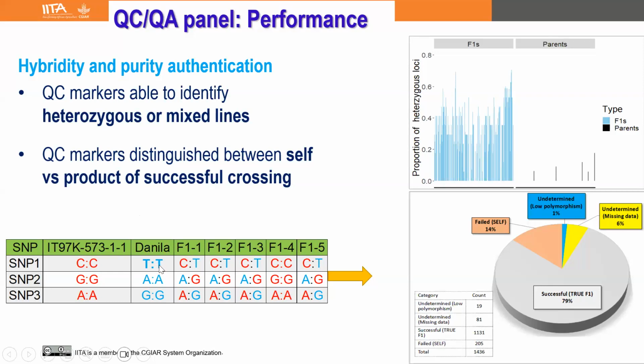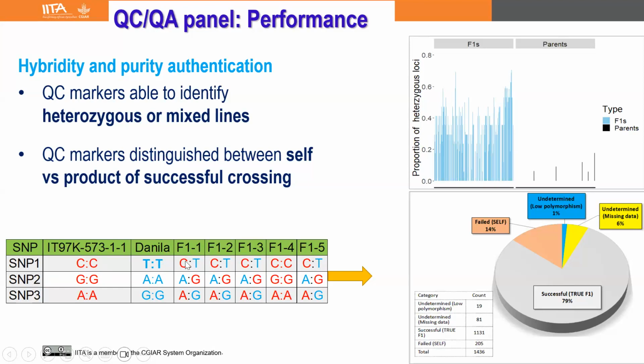And we also checked, out of those 1,000 F1s, we ran the QC markers on them, and we wanted to see how well it could identify true hybrids versus the self-progenies. You can see that for each of the crosses, we had to scan through and just check if the marker is differentiating between the two parents. In the example here, you have this parent crossed to a local landrace, and these are the SNP calls. And then these are the progenies.